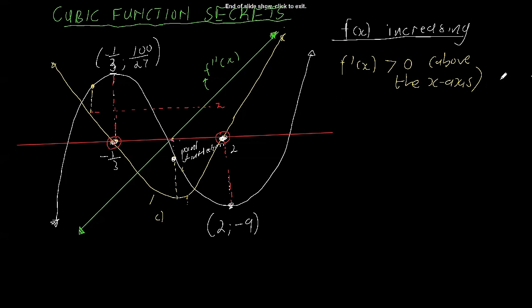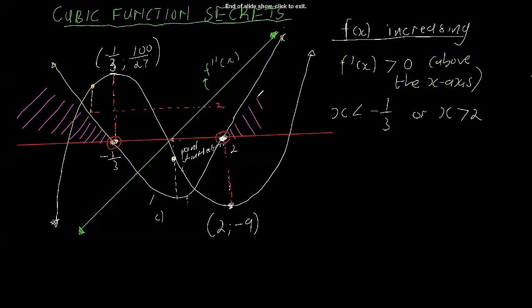Now that we found the stationary points, we can say when x is less than -1/3 or when x is greater than 2, right? So it's in between which point? It's in between this point here. You can see here it is increasing in between this point. What is your white graph doing? It's increasing here. What is your white graph doing here? It's increasing as well. So starting from this point here, it's increasing.